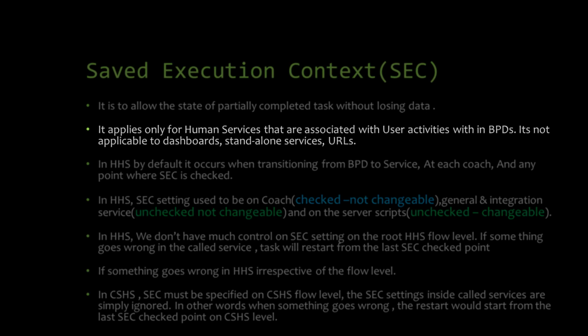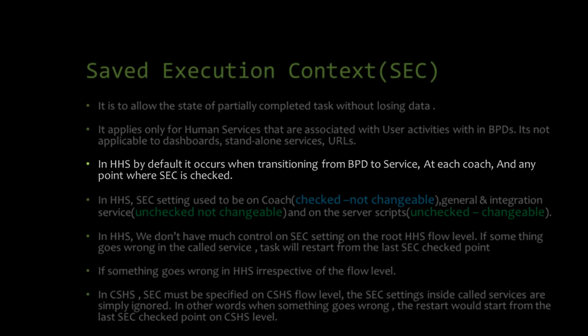Second point is that saved execution context can be set on the human services that are associated with user tasks in the BPDs, because user tasks in the BPDs can save the execution context in the database tables, and it can then be retrieved. But it's not true for dashboards, standalone services, and URLs. In heritage human services, the execution context is saved by default at 3 points: at the BPD service, when the token is moving from BPD to service level, at each coach, and at any point where the SEC checkbox is checked.